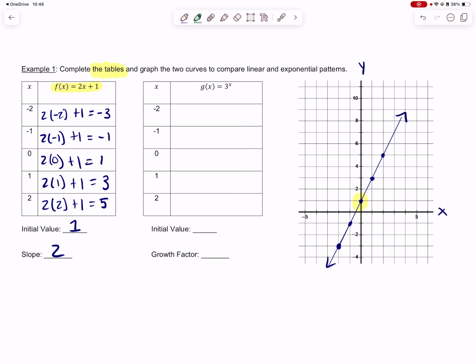And we can see that in the graph, that when we go over 1 on the x-axis, our y values are going up by 2. So there's this sort of plus 2 that is happening every time I go over on the x-axis by 1.